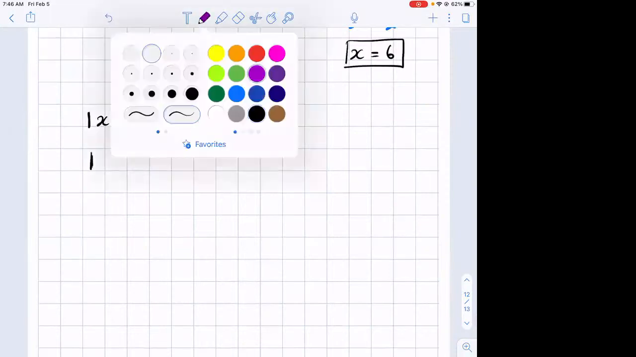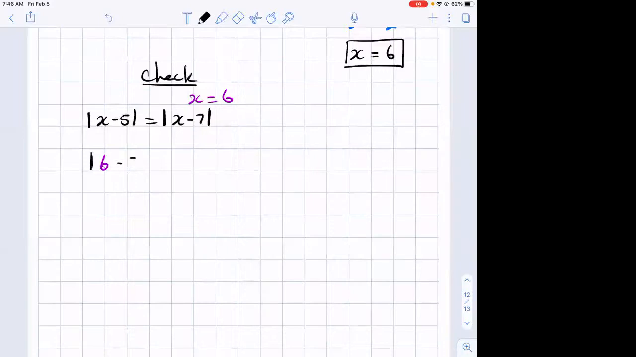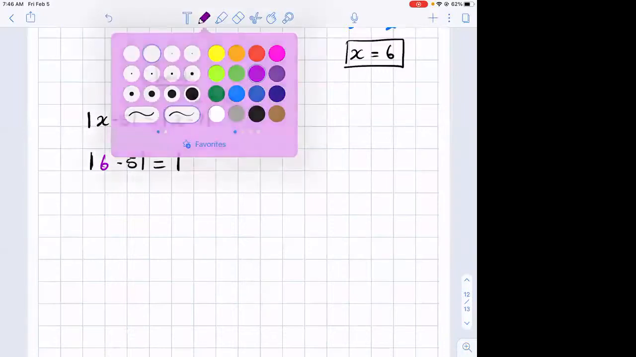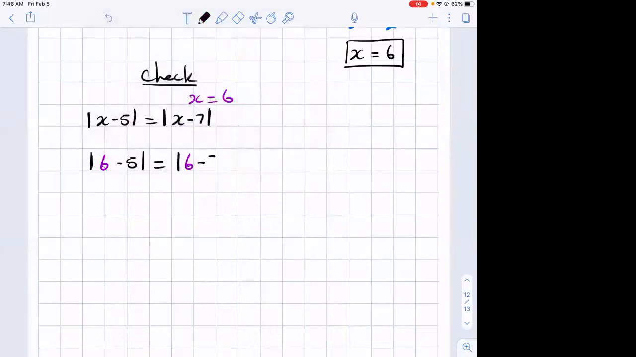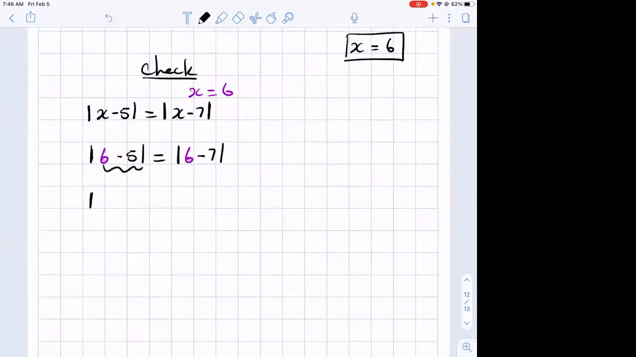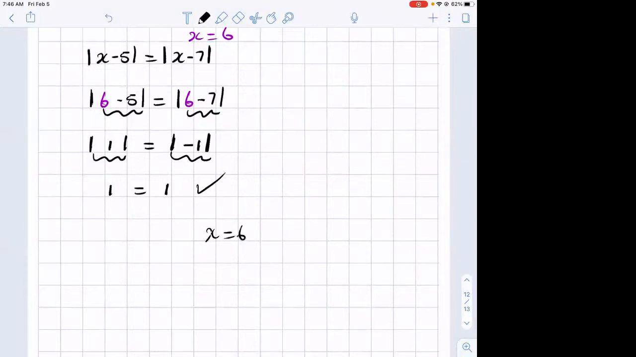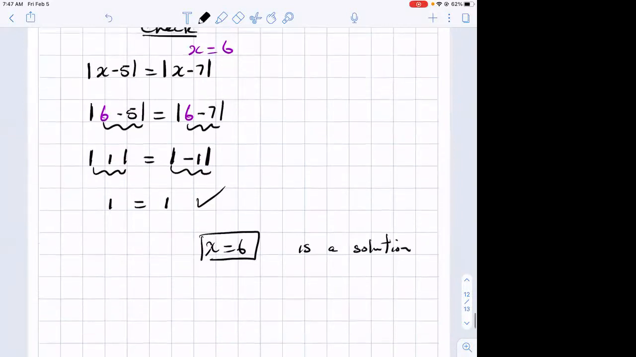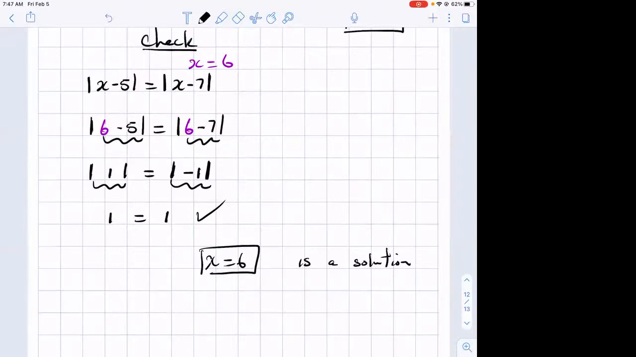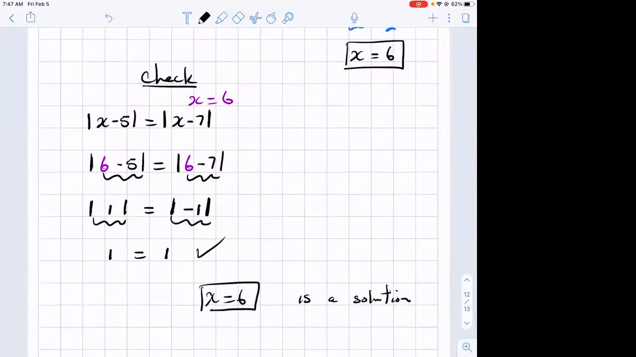So we have the absolute value of 6 minus 5 is equal to the absolute value of 6 minus 7. Well, if we simplify the inside, this becomes a 1. If we simplify the inside here, this becomes a minus 1. And the absolute value of 1 is 1. The absolute value of minus 1 is 1, so this is true. So we confirm x equals 6 is a solution. So very similar, it has a lot of solving linear equations here. Once you isolate the absolute value and get it by itself and split this. Okay, hopefully this was helpful.